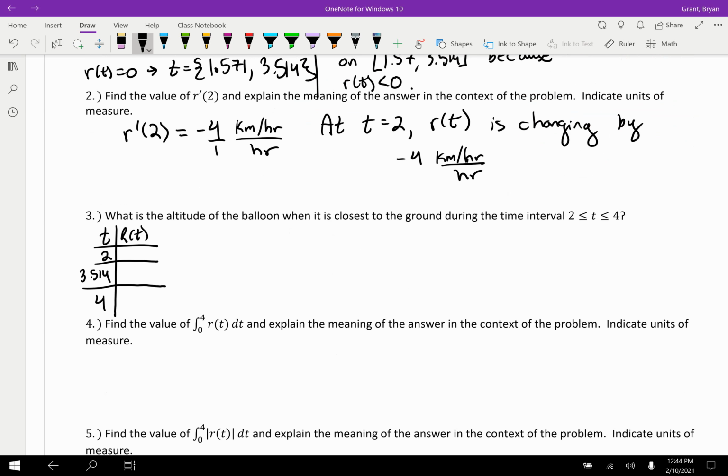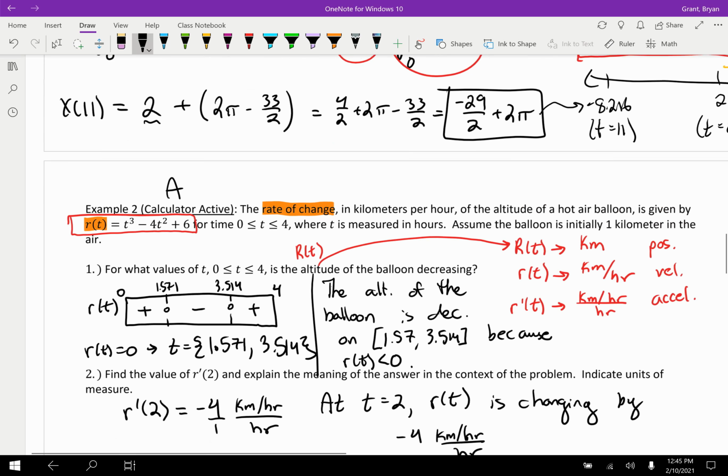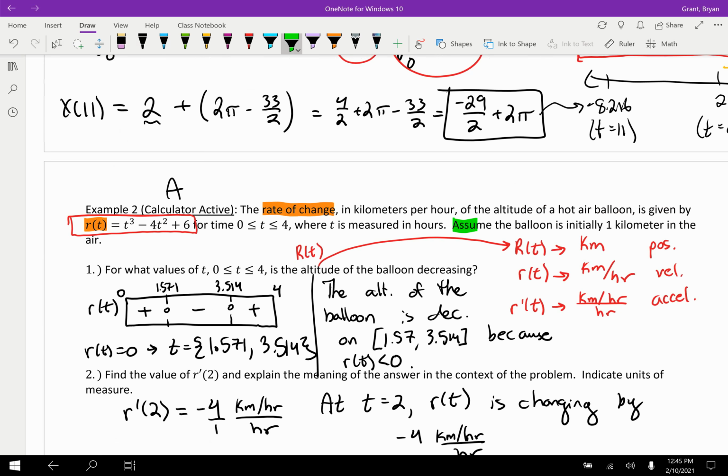But then we have a bit of an issue. And the issue is we don't have an equation for capital R of t. How do we find the altitude at each of those values? Well, the only way you're going to be able to is if they give us an initial condition, if they tell us something about altitude somewhere in our problem. Well, they certainly don't on 3, but if we go back up to the beginning, I think they tell us that the balloon is initially 1 kilometer in the air.